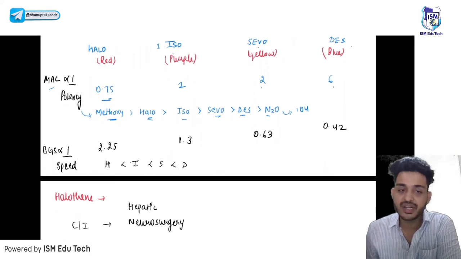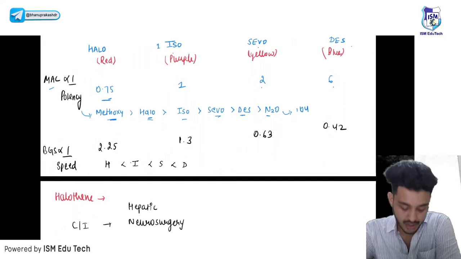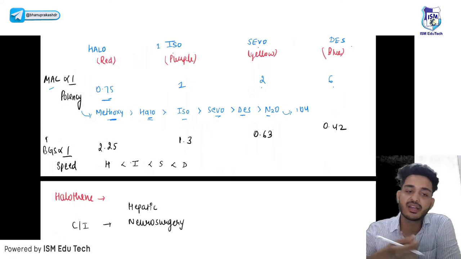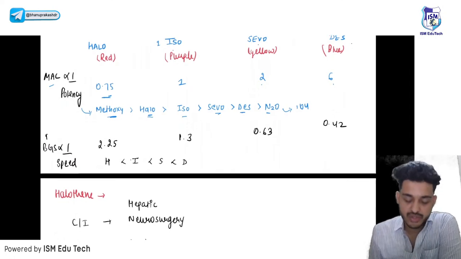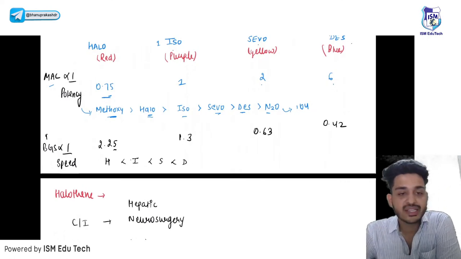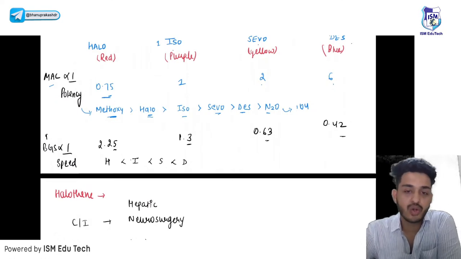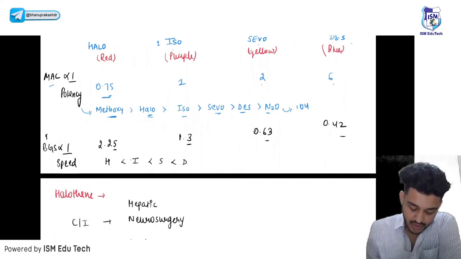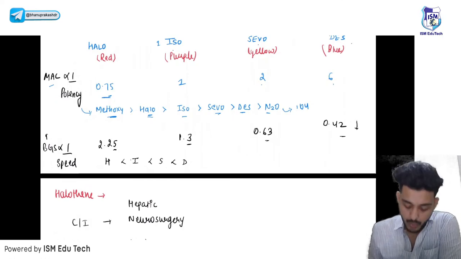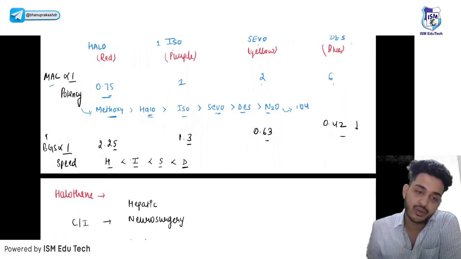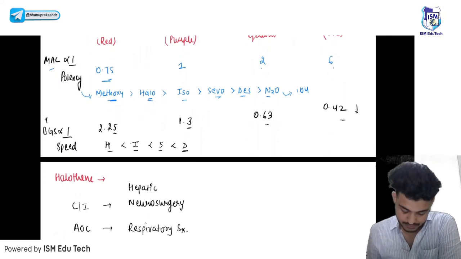Next is blood gas solubility. Blood gas solubility is inversely proportional to the speed of induction. Whenever a drug is more soluble in the blood, it will remain in the blood, right? Whenever a drug is less soluble in the blood, it will go to the CNS and work fast, producing unconsciousness fast. The values are halothane 2.25, iso 1.3, sevo 0.63, and des 0.42. So the blood gas solubility of desflurane is least, so the speed of induction is highest. Fastest will be desflurane, then sevo, then iso, and then halothane. The order goes in reverse, right?